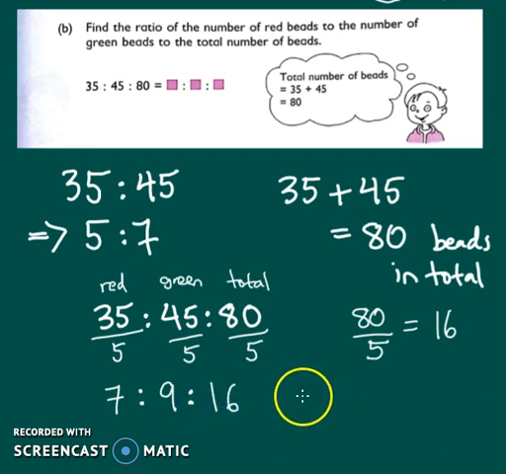And what do we have to ask ourselves to know if we're done? Can we simplify this any further? Are there any common factors between 7, 9, and 16? And if you think about it, you'll find out that there are not. So this is our answer.